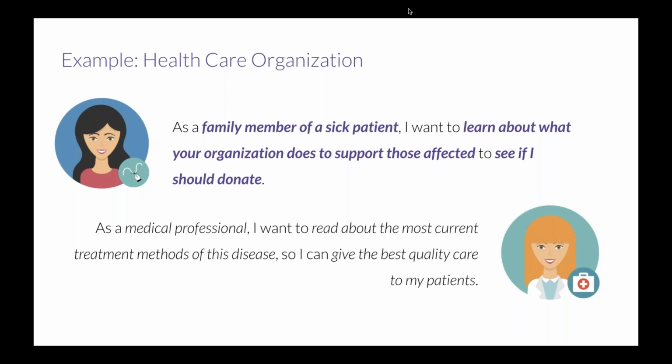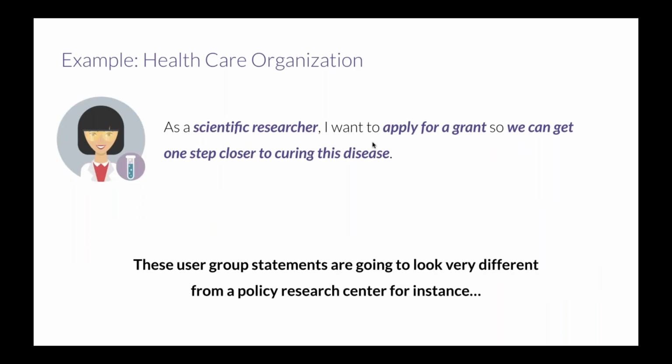And then another might say, as a medical professional, I want to read up on the recent progress of this diagnosis so that I can give the best quality care to my patients. And then a fifth user might say, as a scientific researcher, I want to apply for a grant so that we can get one step closer to curing this disease. These user statements are going to look very different for a policy and research center, for instance. So I'm going to show you what those would sound like now.